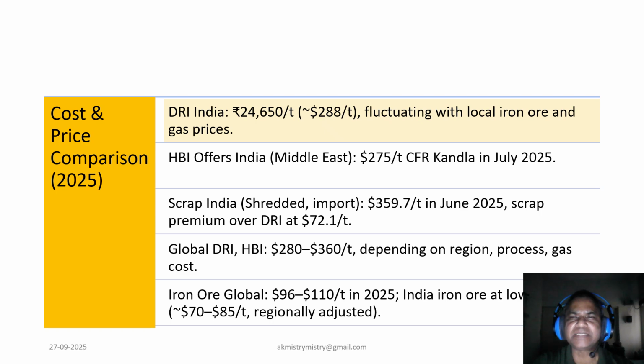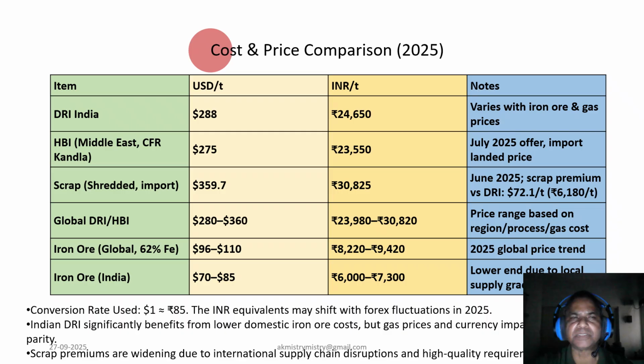So globally, DRI and HBI range between 280 to 360 US dollars depending on the region and the process. So the key point is scrap carries a premium over DRI mainly due to international supply chain issues and its higher quality requirements.